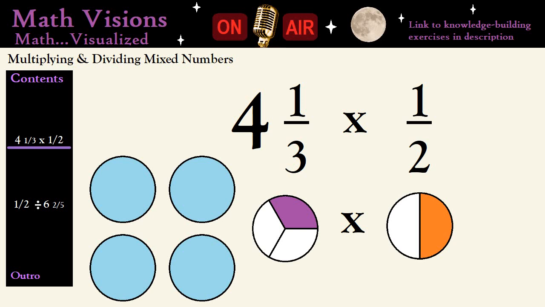Multiplying and dividing mixed numbers on MathVisions. For our example, 4 1/3 times 1/2, we must convert the mixed number 4 1/3 to an improper fraction.